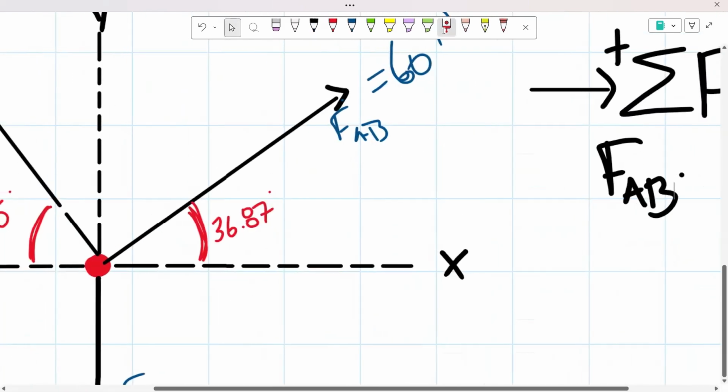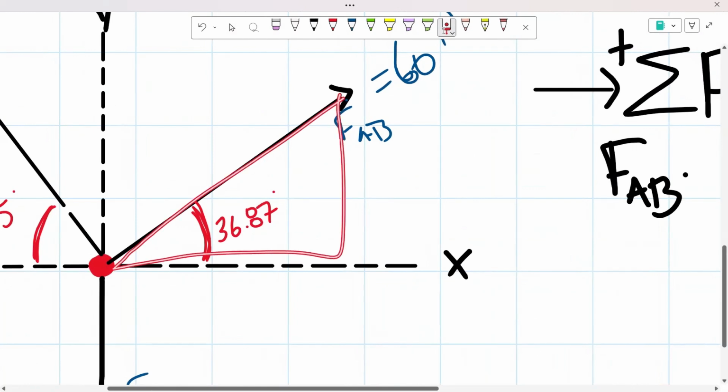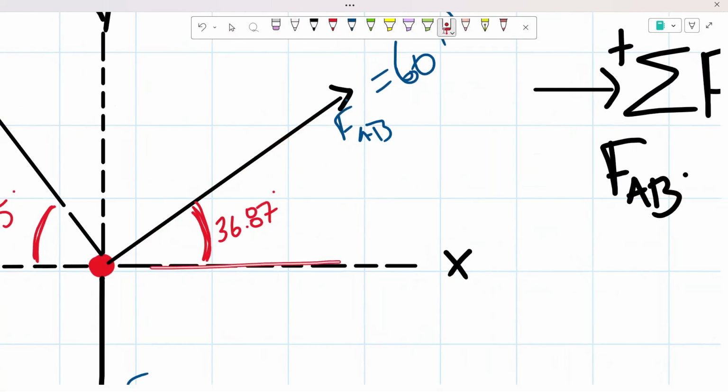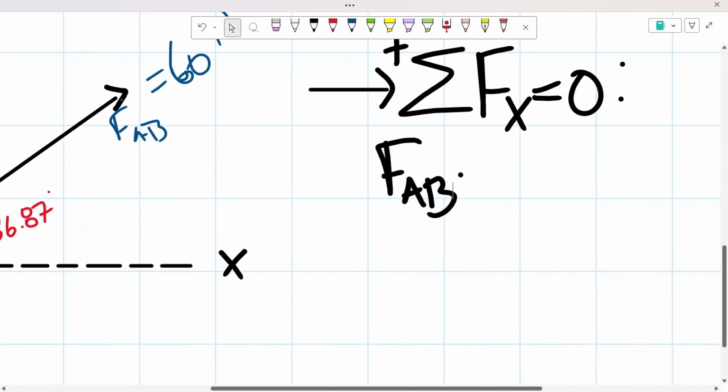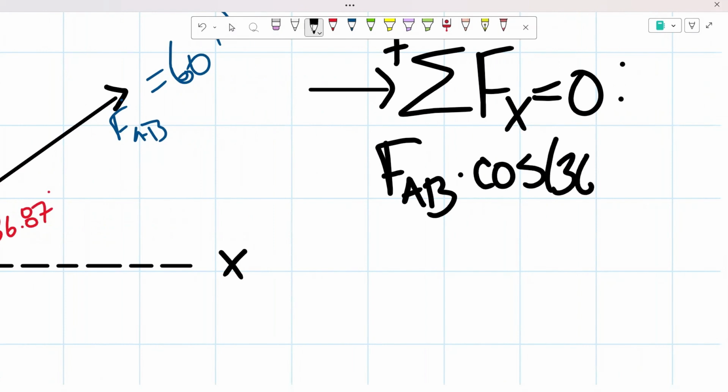once again, if we look at this like a triangle right here, we are trying to find this side of the triangle, and we're working with this side of the triangle. So with correspondence to this angle that we found, we are trying to find the adjacent side of that triangle, and we are working with the hypotenuse side of that triangle. And if you guys remember, cosine is adjacent over hypotenuse. So that means that we could times the force of AB with cosine of the 36.87.